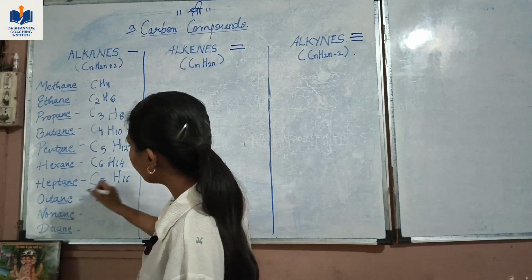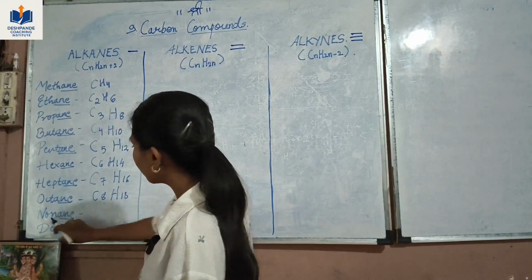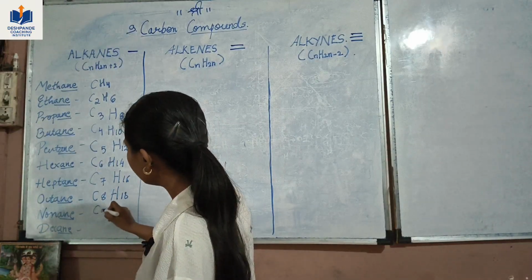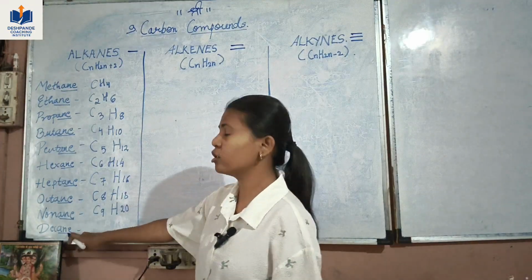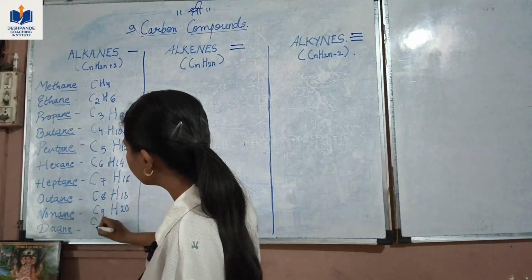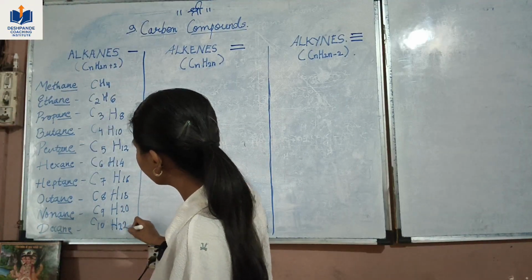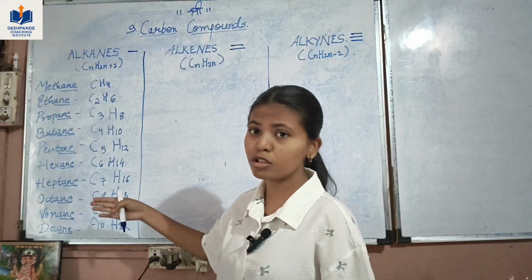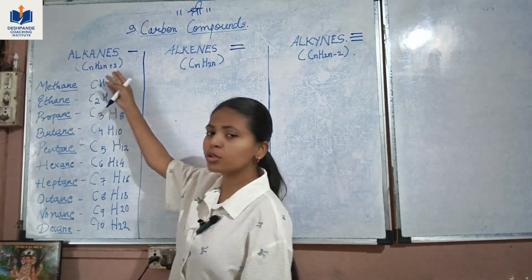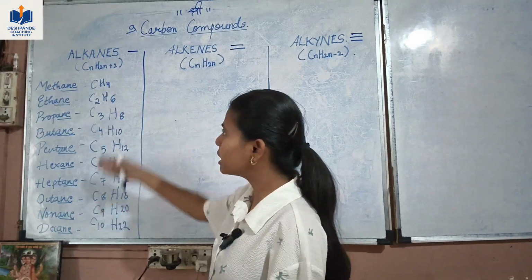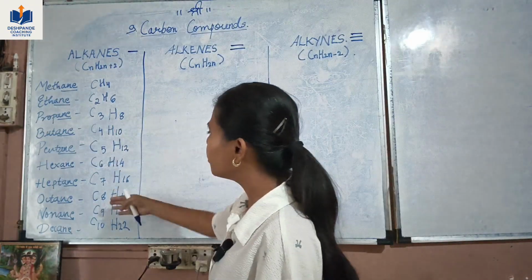For octane, 8 carbon atoms, C8H18. For nonane, 9 carbon atoms, C9H20. And for decane, there are 10 carbon atoms. If we put 10 in this formula, we get C10H22. So these are the 10 members of the alkane family. You have to just remember this formula CnH2n+2, and you can deduce all the 10 members of the alkane family. So how does a member actually look?